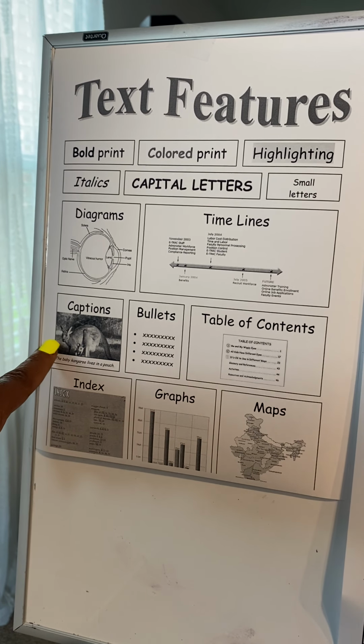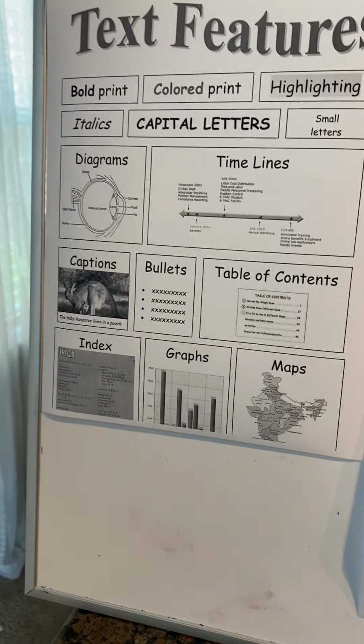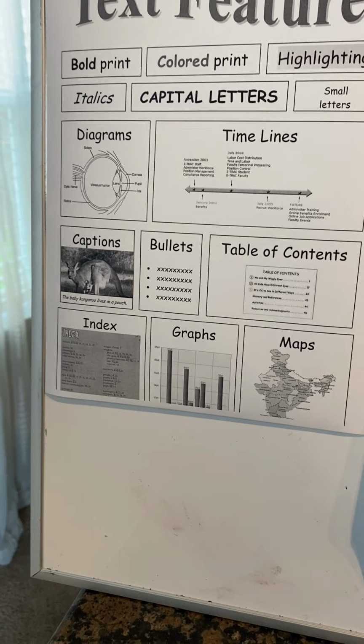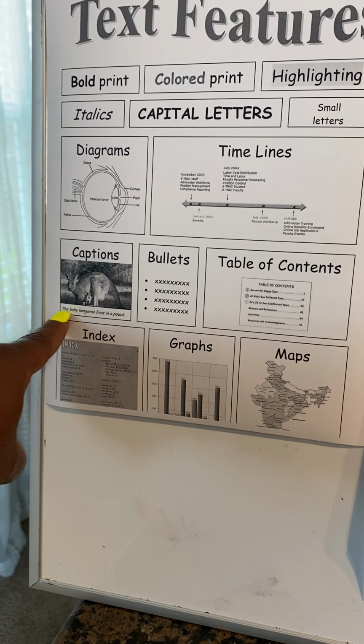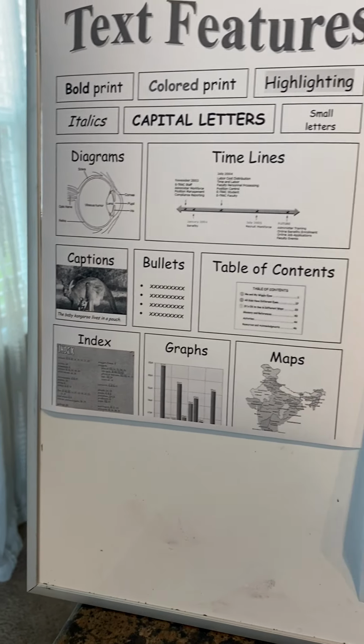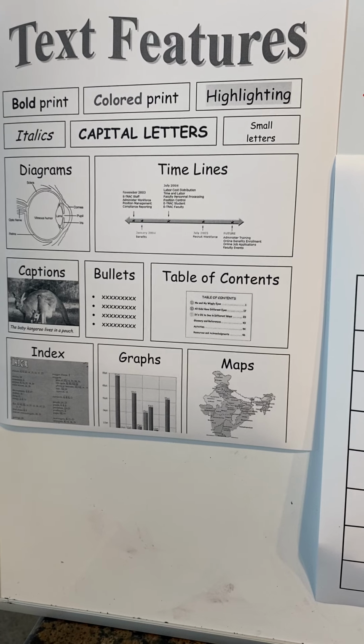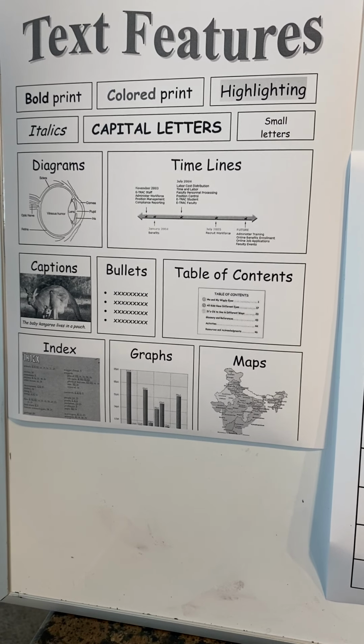For example, in this caption, I see a mother kangaroo and a baby kangaroo, but I don't have to assume that that's what it is. I can read the caption, and it says the baby kangaroo lives in a pouch, and there goes the little baby kangaroo in the pouch. Bullets are also a type of text feature, and it helps us to organize information.